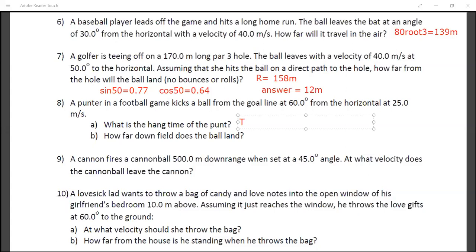2.5 root 3. So you put root 3 as 1.732, and I'll get the value as 4.3 approximately. Acha, 4.3. I'm getting 3.98 something.